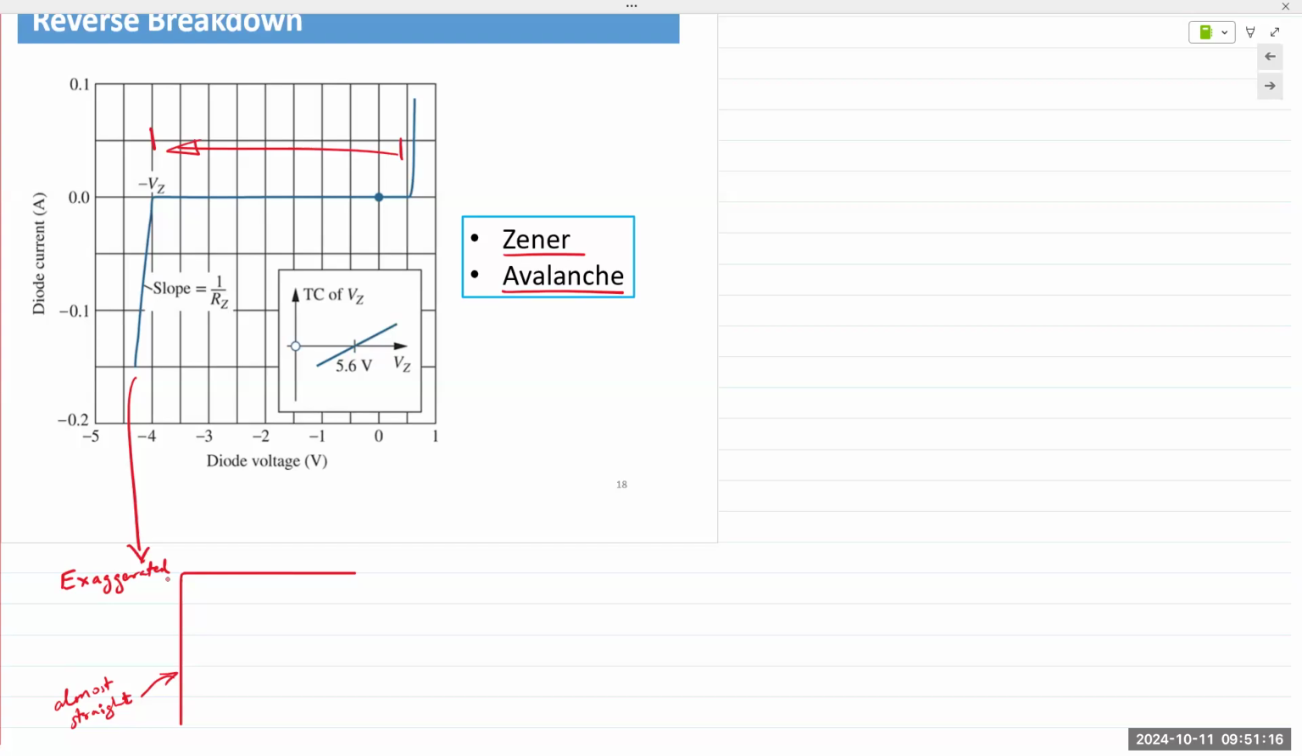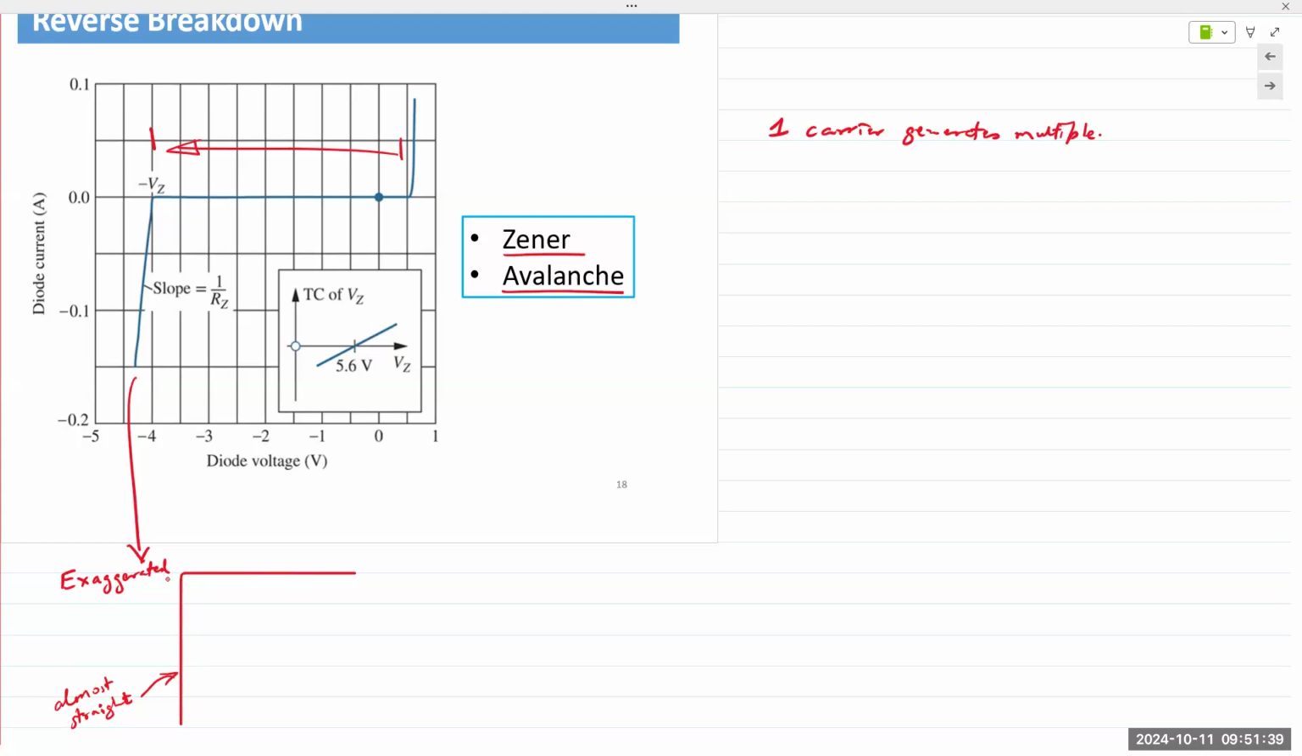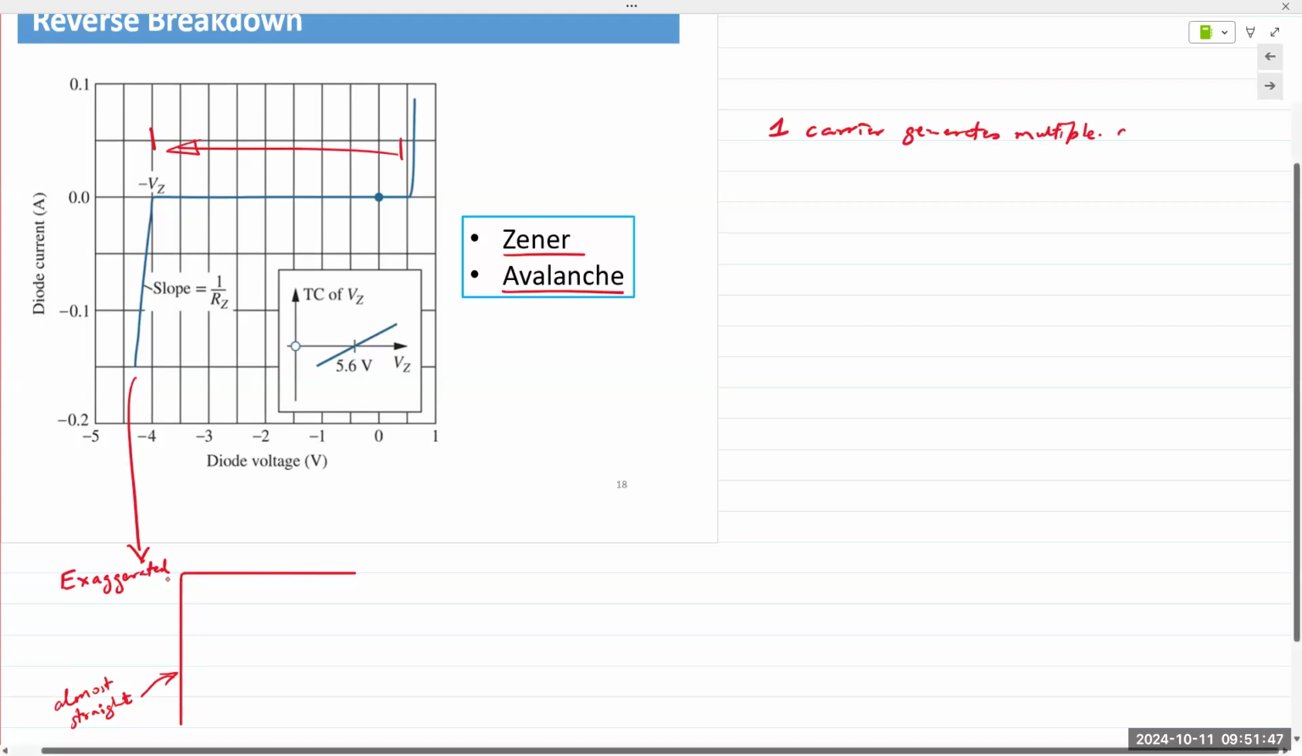And then the Zener effect occurs only in heavily doped. Actually, let me write out the avalanche effect. One carrier generates multiple. The book actually has an illustration where one particle generates 2 or 3 particles, and those 2 or 3 particles generate more. It's like a flow chart, and you can see visually that avalanche and that cascading effect. Multiple carriers, and so that is the avalanche effect.